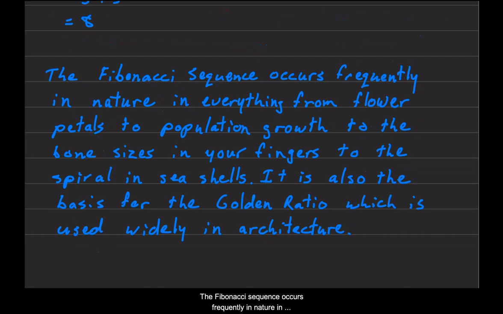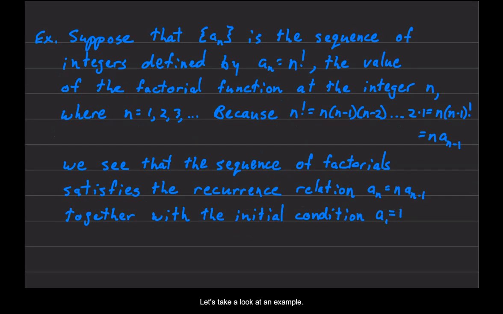The Fibonacci sequence occurs frequently in nature, in everything from flower petals to population growth, to the bone sizes in your fingers, to the spiral in seashells. It is also the basis for the golden ratio, which is used widely in architecture. Let's take a look at an example.